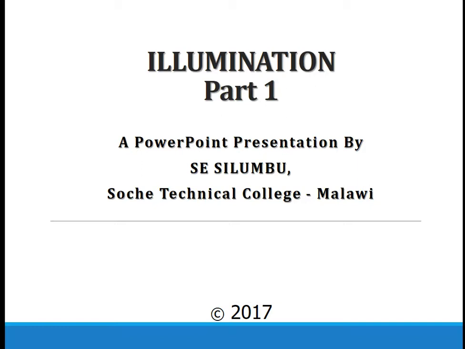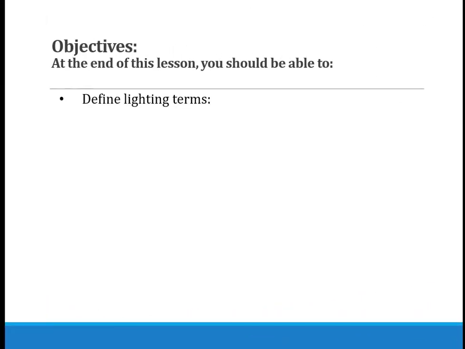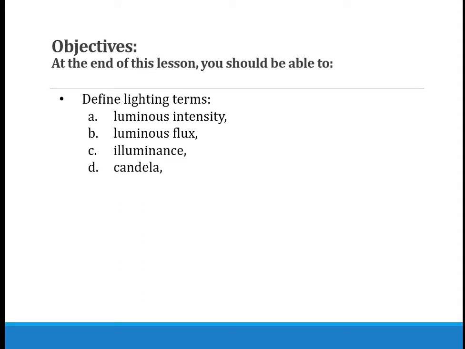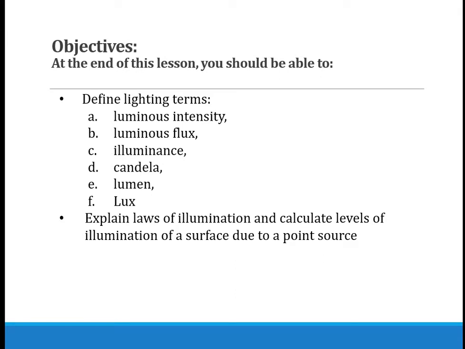At the end of this lesson, you are supposed to define the following terms: luminous intensity, luminous flux, illuminance, candela, lumen, and lux. You are also supposed to explain the laws of illumination and calculate the levels of illumination of a surface due to a point source. The laws are the inverse square law and the cosine square law.